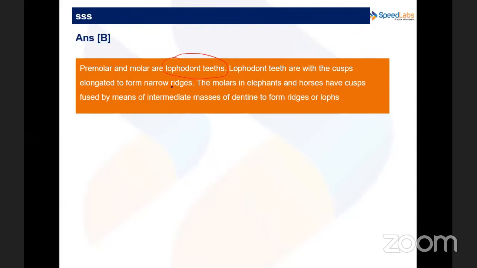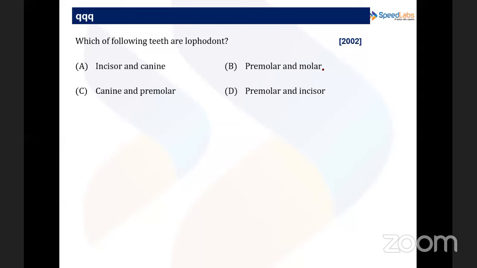So in lophodont teeth, the cusps are elongated to form narrow ridges, and it is found in elephants and horses, that have cusps fused by means of intermediate masses of dentine. So the intermediate masses of dentine form ridges or lobes. So the answer is premolar and molar are lophodont teeth. I hope this question is clear to all of you. Now let's move to the next question.